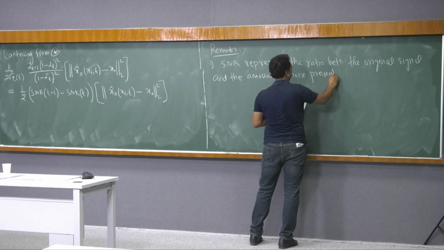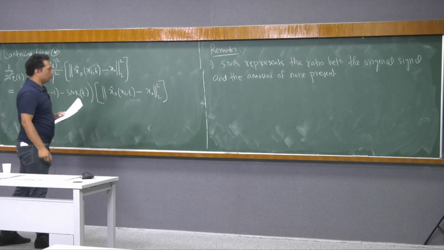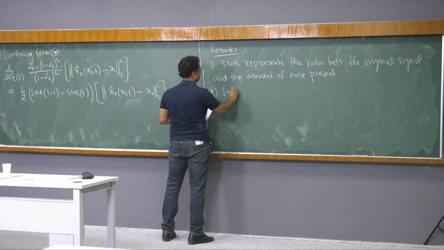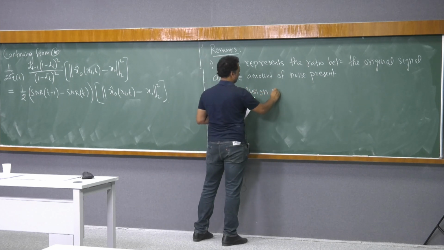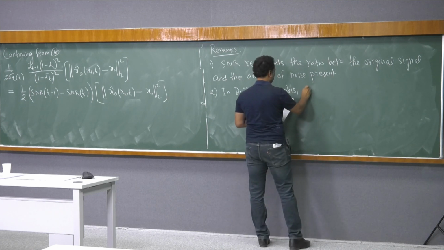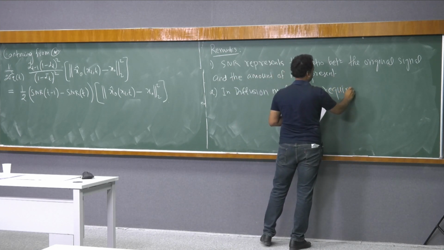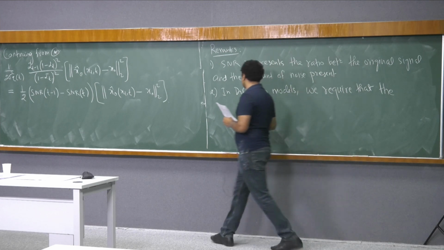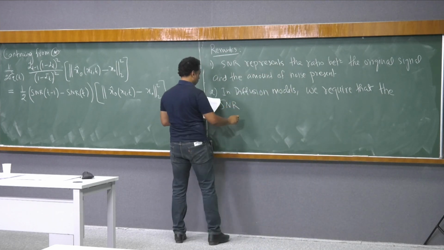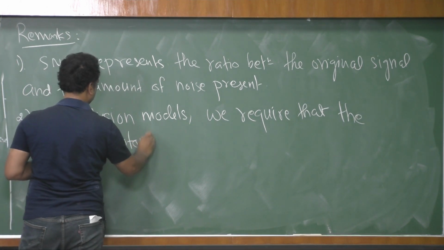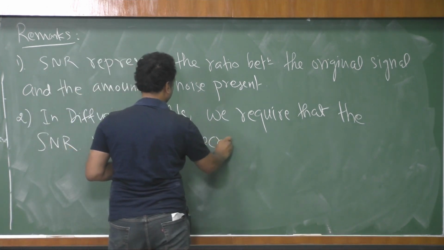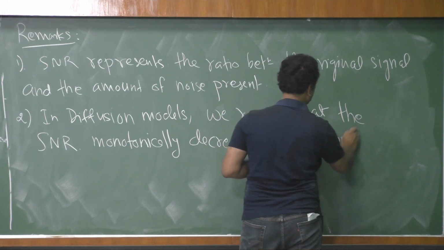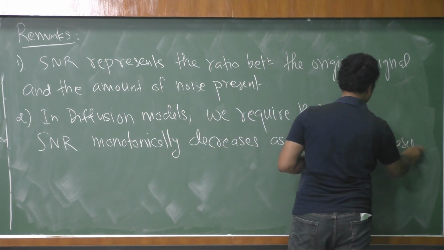Right? So this is what we know. This is exactly the definition of SNR. And in diffusion models, we require that the SNR monotonically decreases as time step t increases. Okay, so this is what we want.